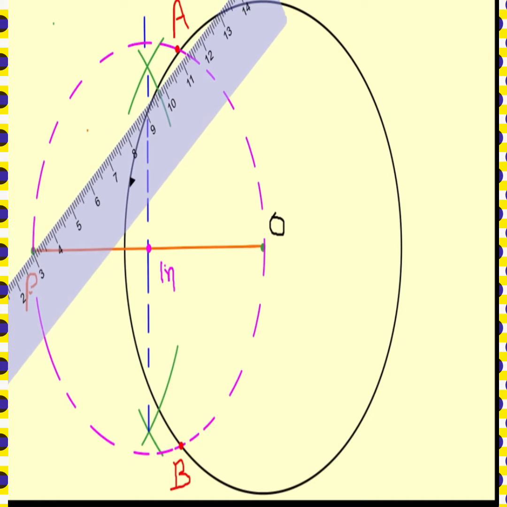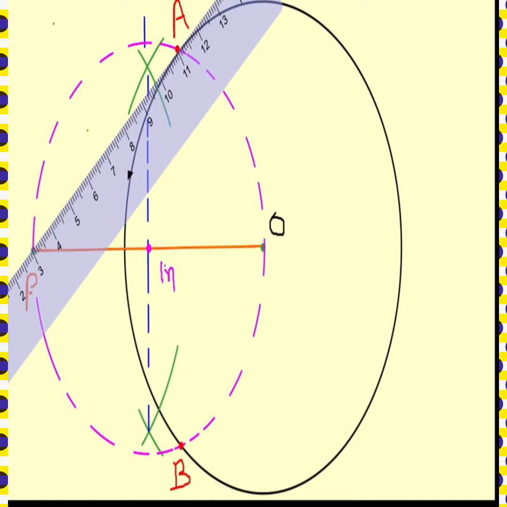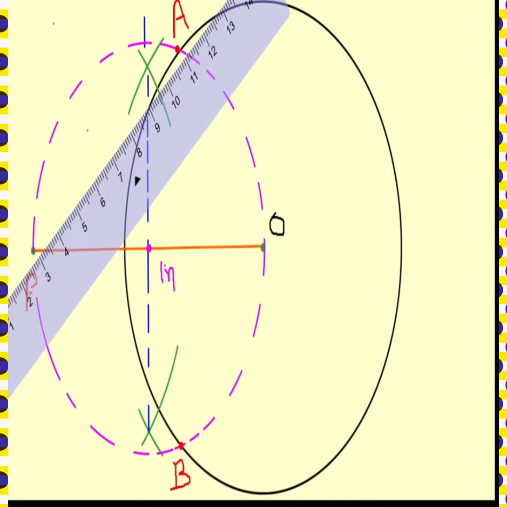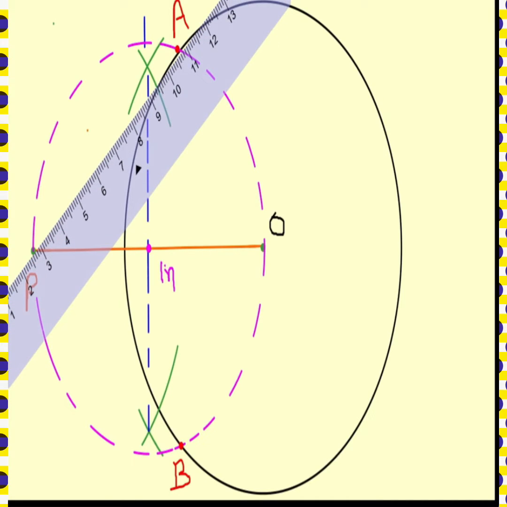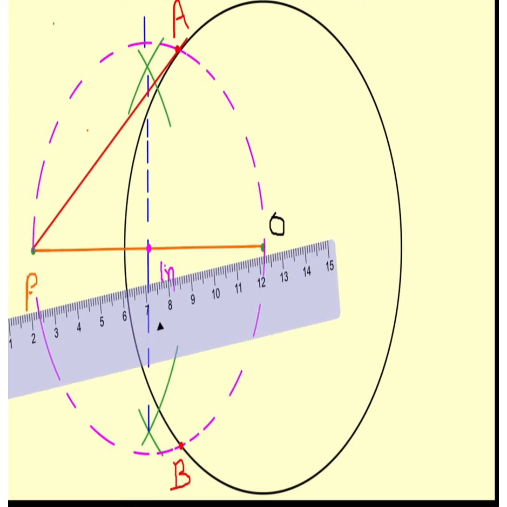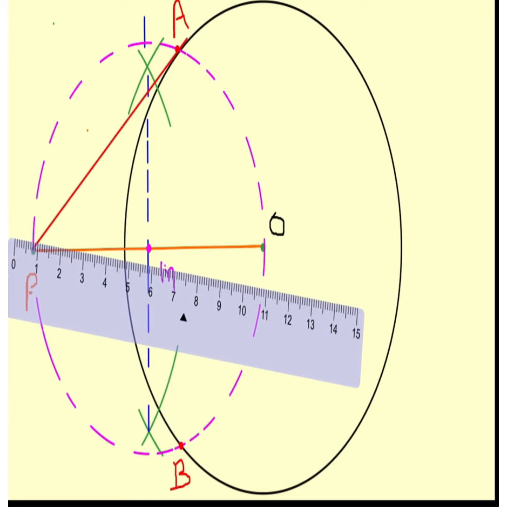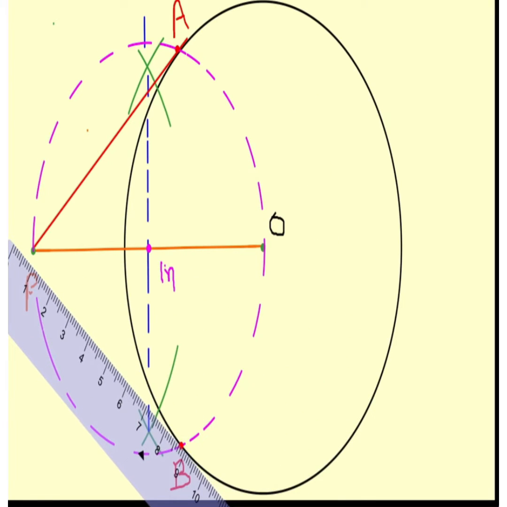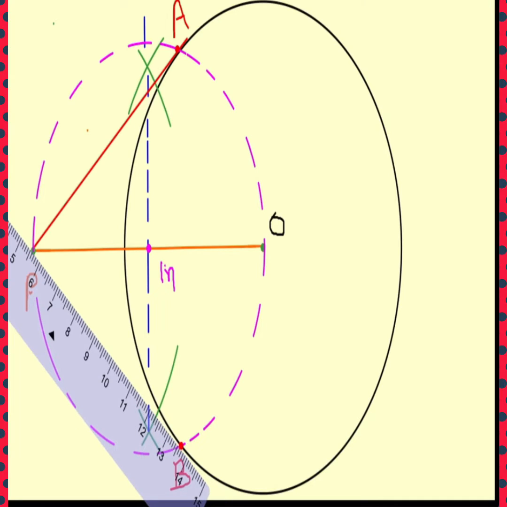Now you will take your ruler and join this point of intersection, that is P and A, with the help of ruler. You will join this point of intersection, as you can see, and again there you will join P to the next point B.